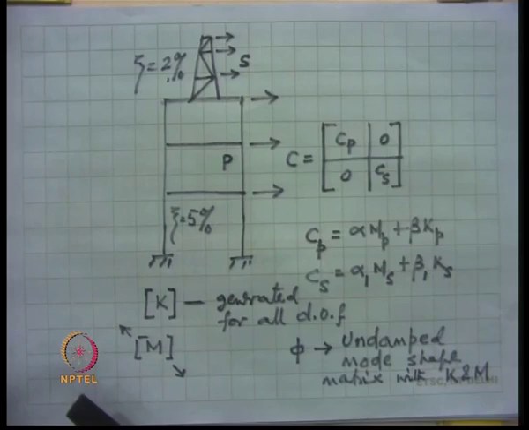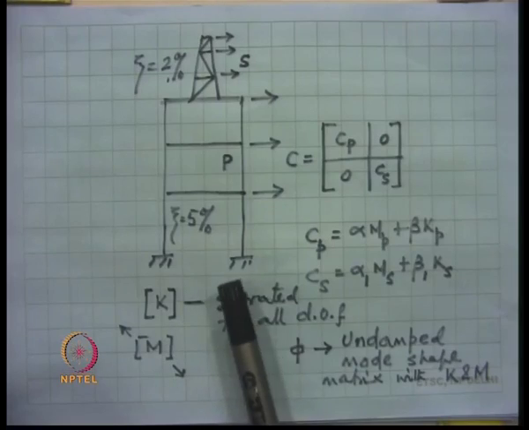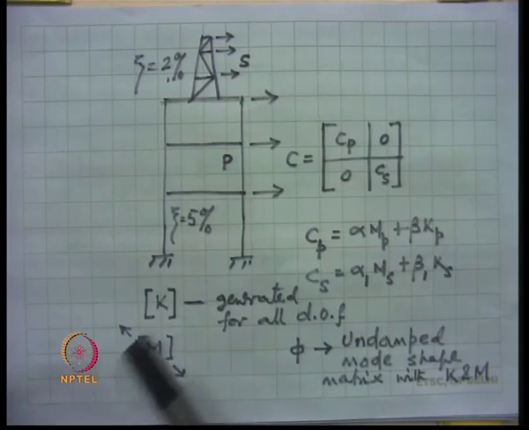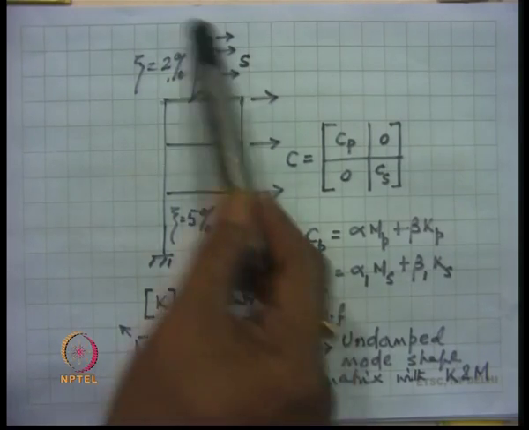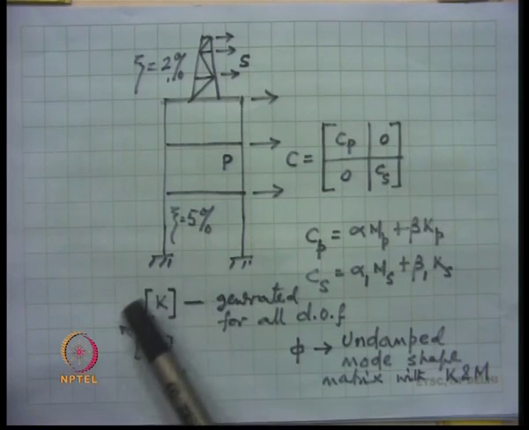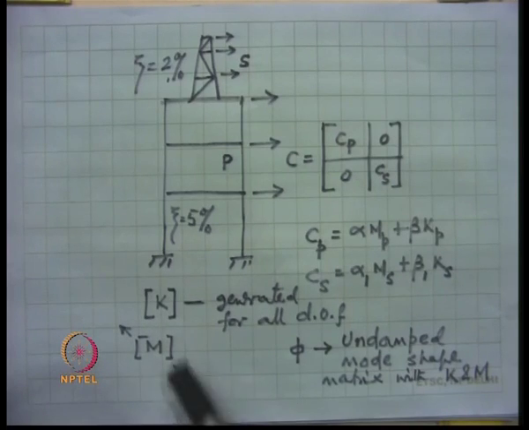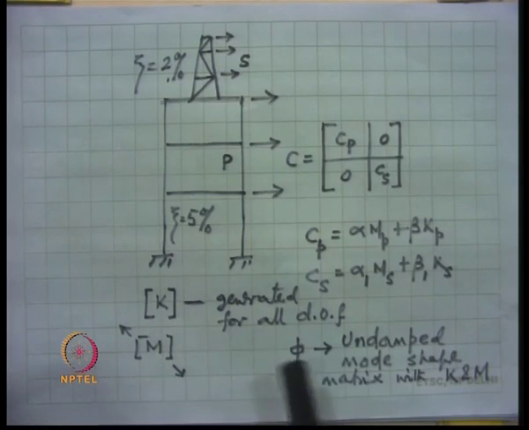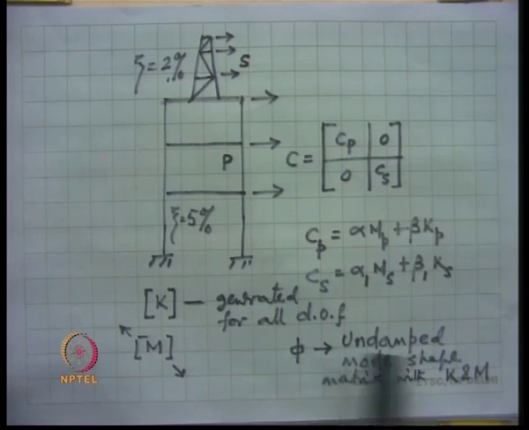that is, the system would be a system of 6 degrees of freedom. We write down the stiffness matrix corresponding to these 6 degrees of freedom, that becomes the K matrix. The mass matrix becomes a diagonal mass matrix having 6 masses. So, with the help of this mass matrix and the stiffness matrix, we obtain the undamped mode shapes and frequencies with the help of K and M.